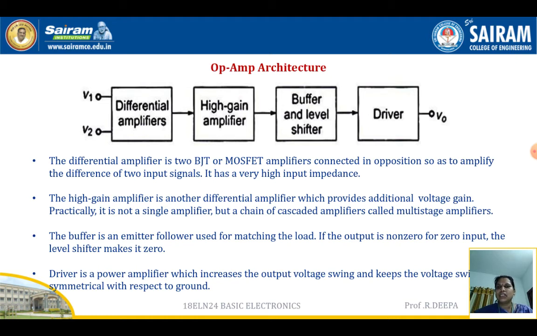The first block is the differential amplifier block, which consists of either two BJT or MOSFET amplifiers connected in opposition so as to amplify the difference between the input signals. Here you use transistor or MOSFET amplifiers in order to amplify the difference between the two input signals given at the input terminals. And as we know, it has very high input impedance.